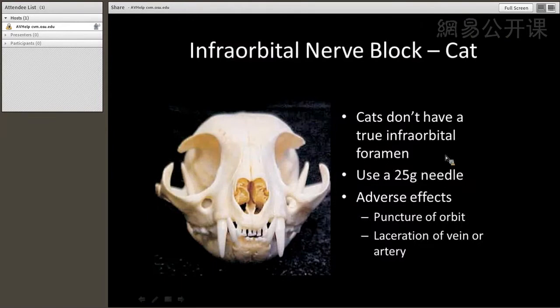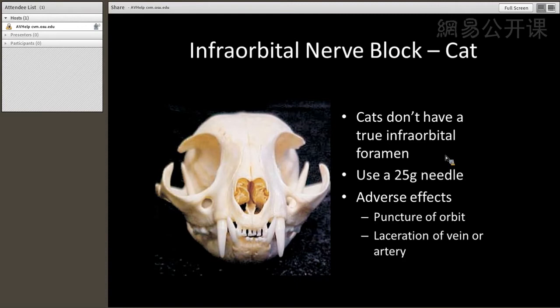In cats, you can also do an infraorbital nerve block, but they don't actually have a true infraorbital foramen. They just have this big hole that's basically at the bottom part of their zygomatic. Feeding a needle in through that is a pretty easy thing to do, and again, you can use an extraoral or an intraoral approach. Using a 25 gauge needle is probably your best choice.